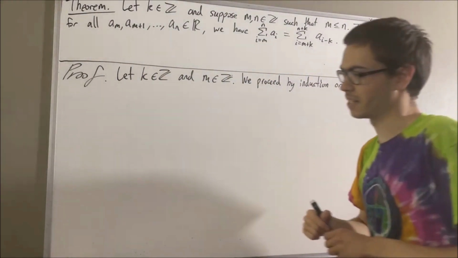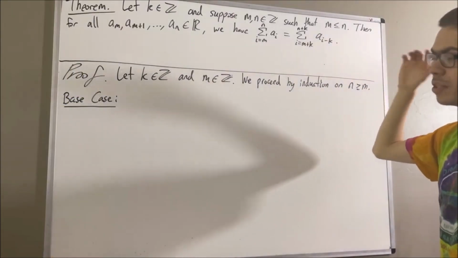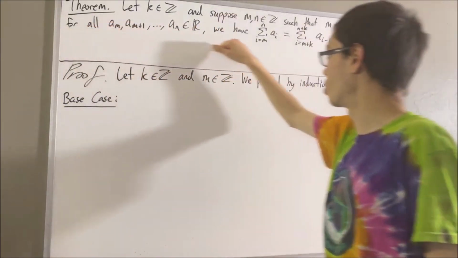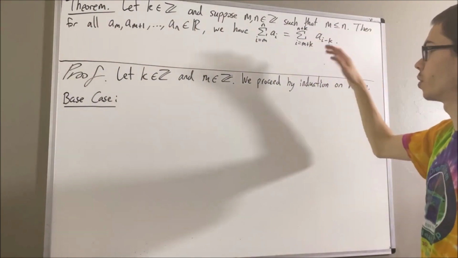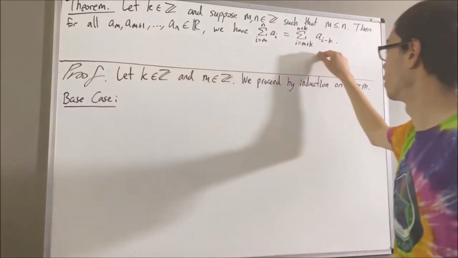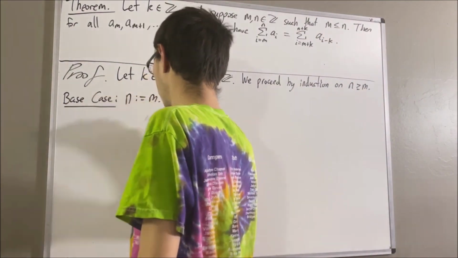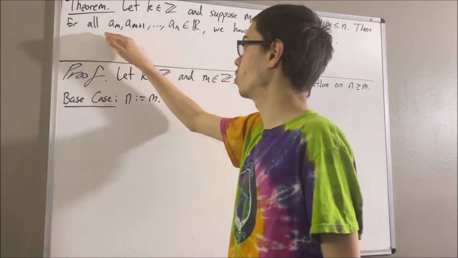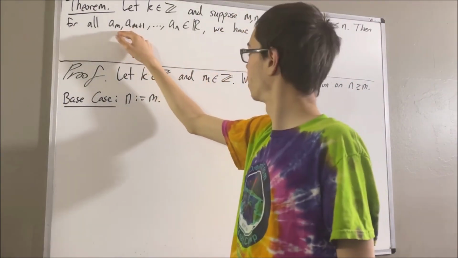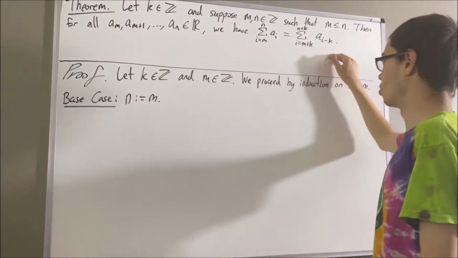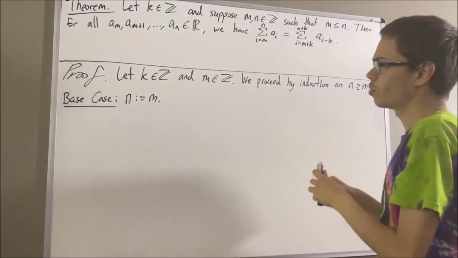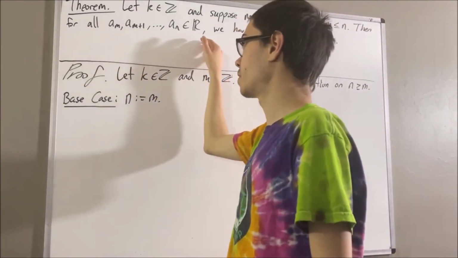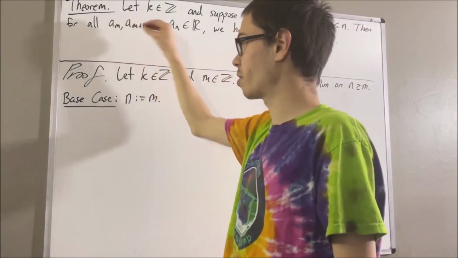So let's start with a base case. Now in the base case, we're trying to prove that this is true for the smallest integer greater than or equal to m. So really, we're trying to prove that this is true for n equal to m. Which means we're trying to prove that for all lists of real numbers a_m, we have that this is true where n is equal to m. So since we're trying to prove a statement about every list of real numbers a_m, give me an arbitrary list of real numbers a_m.